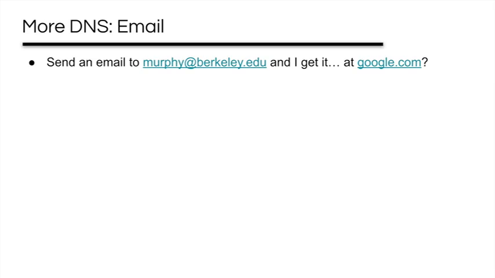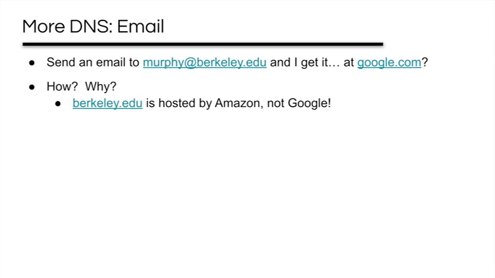So, another interesting use case for DNS is email. If you send an email to murphy@berkeley.edu, I end up reading it on google.com, right? And this is the same for all of you too, right? Since Berkeley outsources its email to Google. So how and why does this happen? I mean, how does it get to Google? If anything, based on what we just saw, you'd think maybe it would get to Amazon.